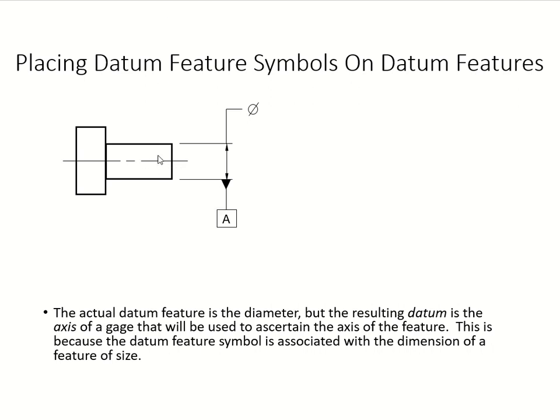So this datum is trying to make you aware of this, and be careful with this dimension. Since you have a diameter right here, the actual datum feature is this diameter, but as you know, diameter is a circle dimension. Therefore, there is the center of that circle, which is your axis. So you still have to deal with the resulting datum, which is the axis of that gauge.